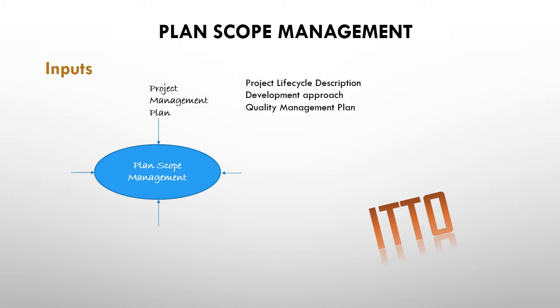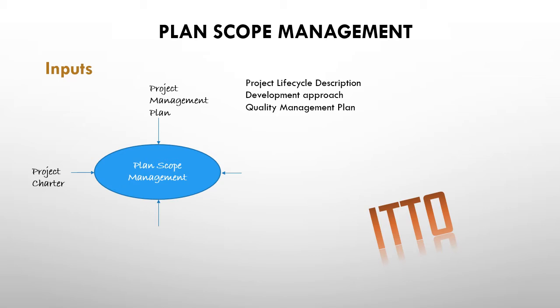The quality management plan is also an input to the scope management plan, because quality is what we finally require at the end of the project, right? So if you have not achieved the quality of the product or the service as defined in the project scope statement, it means you have not achieved your project deliverables, right? So the quality management plan is also an input to the scope management plan, right?